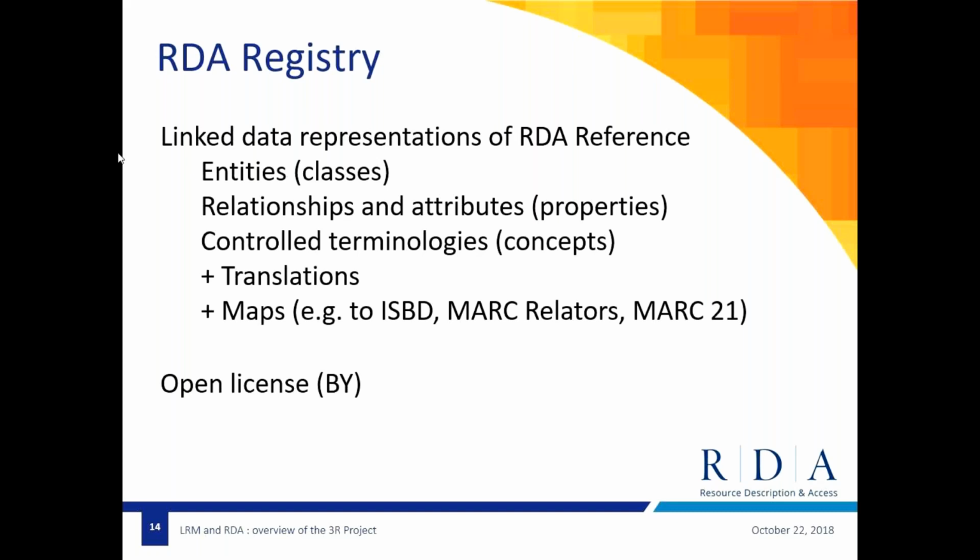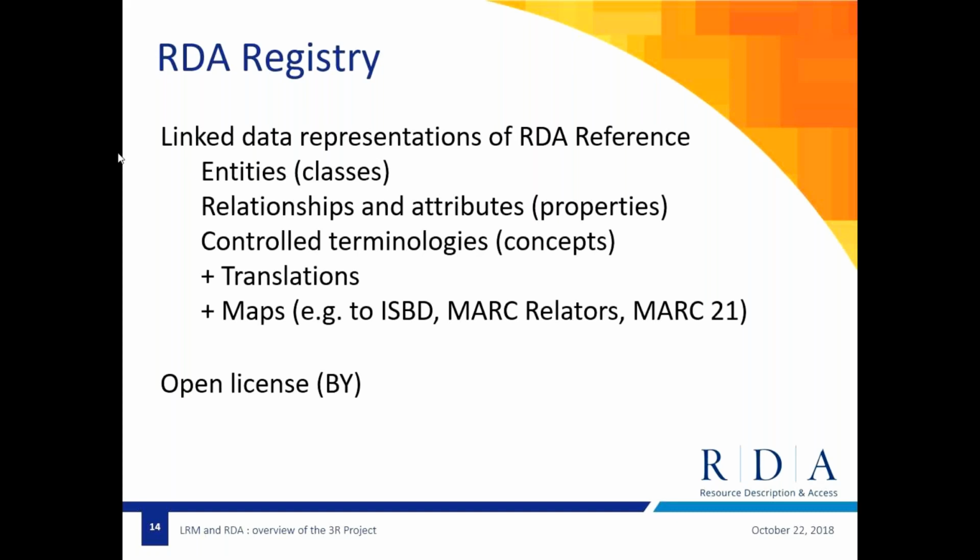So it contains all of the entities, which in linked data or Resource Description Framework are known as classes. It has all of the relationships and attributes, all 1,700 of them, and these are known as properties, and there is no distinction made in Resource Description Framework between a relationship and an attribute. It contains all of the controlled terminologies from the RDA vocabularies, which are treated as concepts within RDF. It includes all of the translations, whether they are full translations of the toolkit or translations of RDA reference. And it includes maps, machine-readable maps.